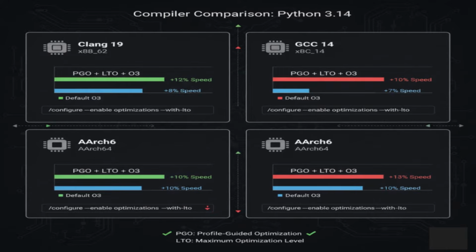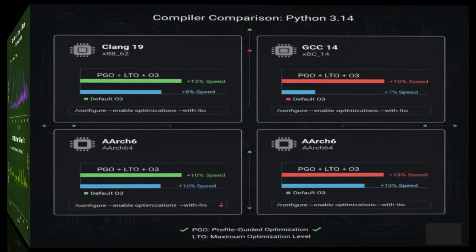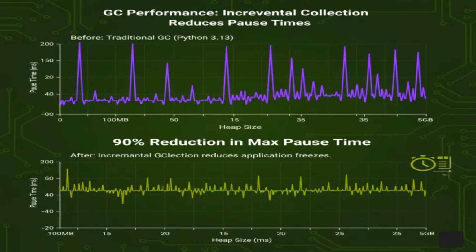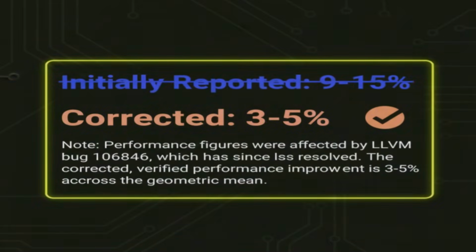The incremental garbage collector is another huge win. Python now collects garbage incrementally instead of stopping the world periodically. For applications with large heaps, this reduces maximum pause times by an order of magnitude. If you've ever had your web server hiccup during a garbage collection, those days are largely over.